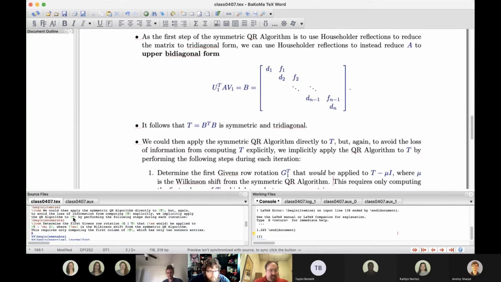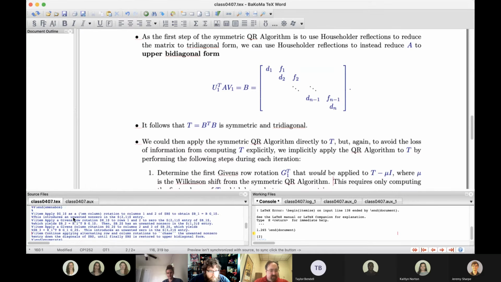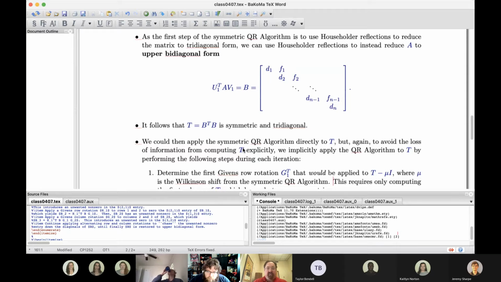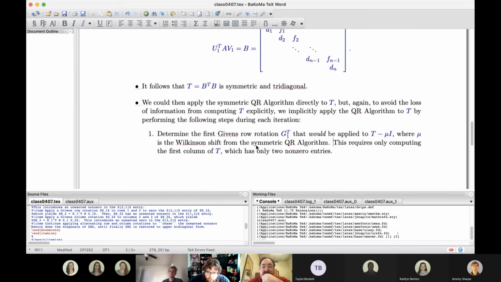So here's what we can do. We don't compute all of T. We do compute its first column. Now, T is a tridiagonal matrix. Its first column is only going to have 2 non-zero entries. So we figure out the shift that the symmetric QR algorithm would give us, and that would come from the lower right 2x2 block of T. So we're only computing a handful of entries.